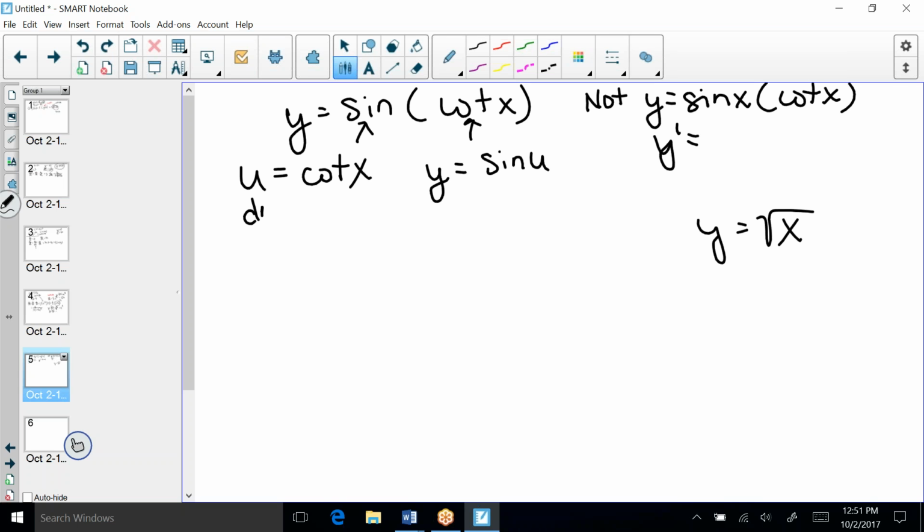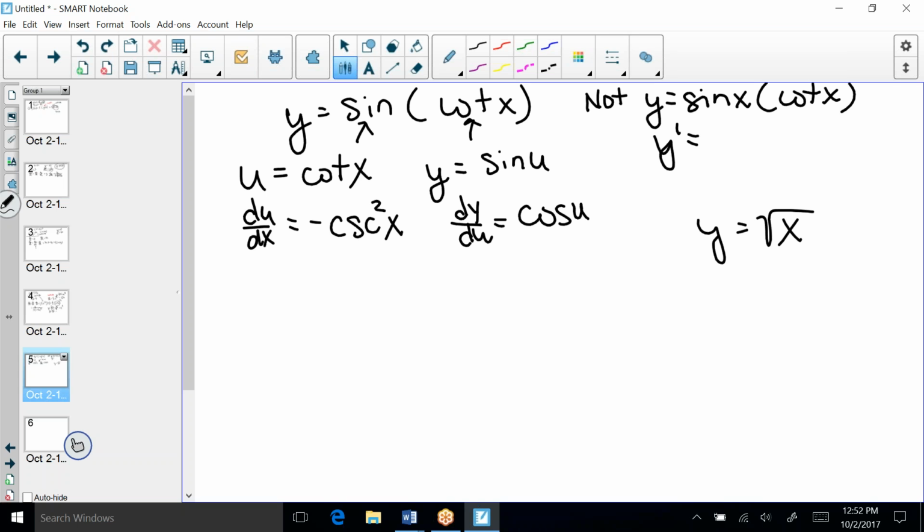Now let's find our derivatives. du dx, the derivative of cotangent of x, is negative cosecant squared of x. It has to be in terms of x. And here we're finding dy du. u is our variable here. The derivative of sine of u is cosine of u. So if we're finding the derivative with respect to x, x has to be our variable. With respect to u, u has to be our variable.